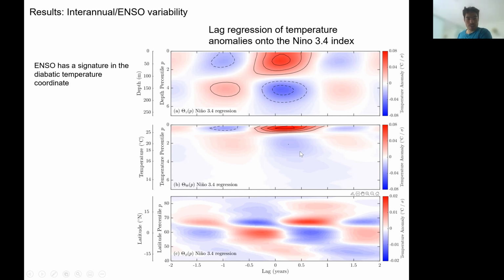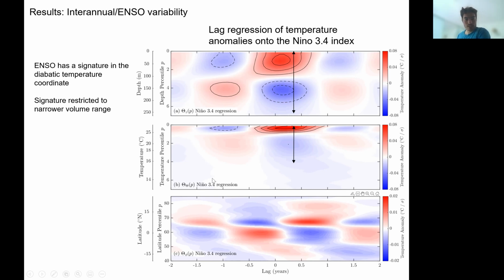Now, the key point is when you look at temperature signals, you can see that ENSO still has a signature in this diabatic temperature coordinate. So ENSO has a diabatic signature, I guess, is the key point there. Now, this signature is a little bit narrower in terms of its volume range. It's restricted to everything above maybe 15 degrees Celsius, which is a smaller volume than affected by depth. But similarly, the signal is kind of similar, which is interesting.